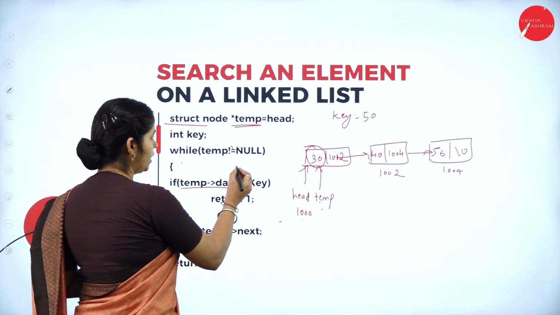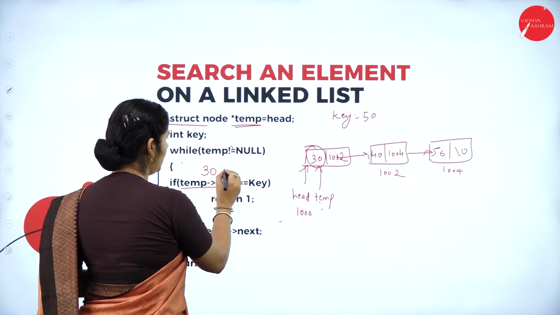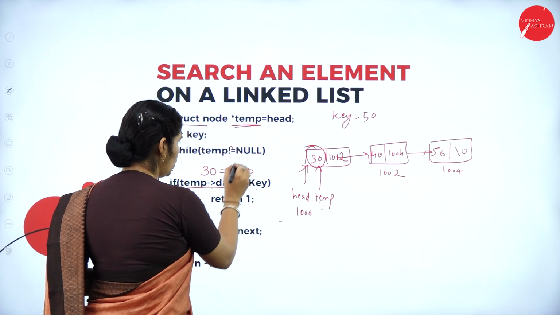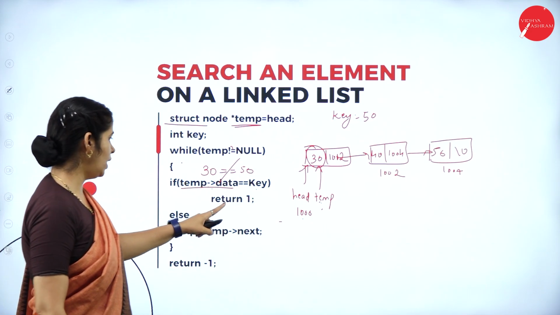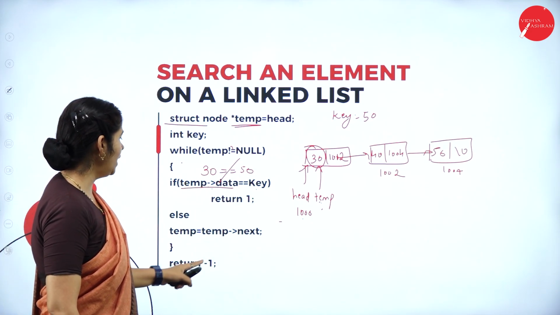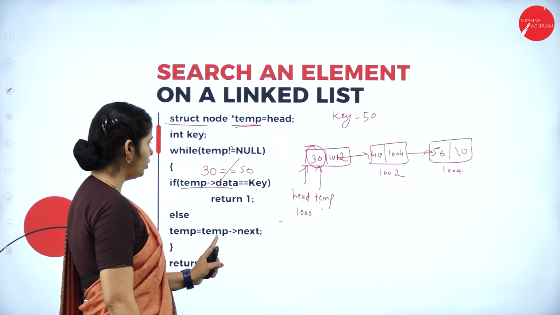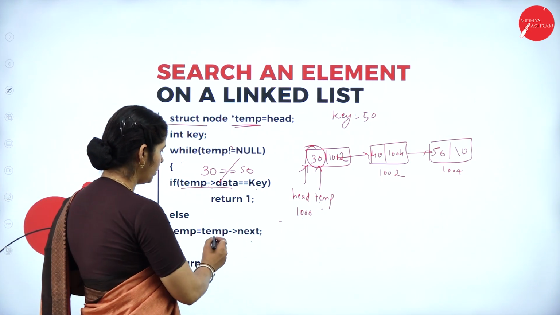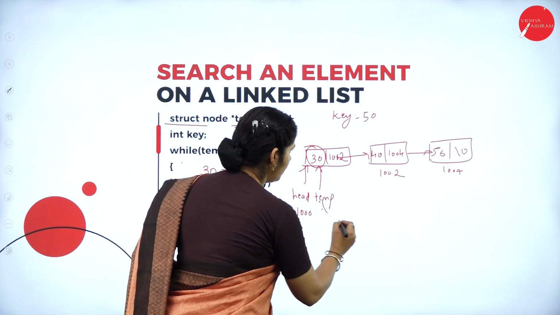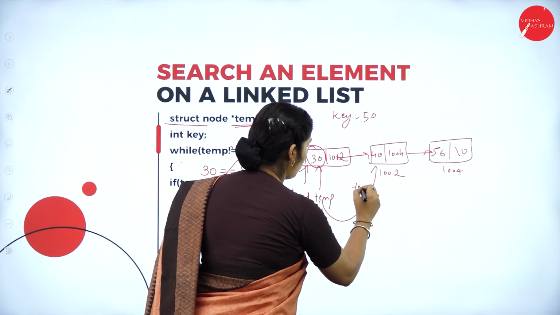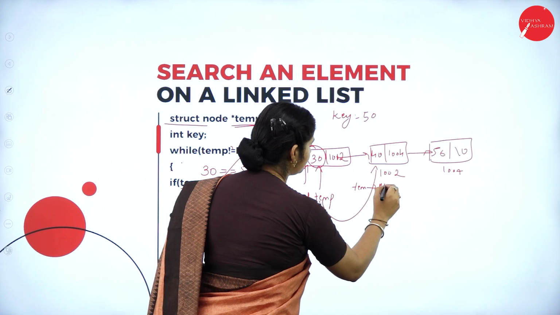Whether temp of data, what is temp of data? 30 is equal to 50? No, condition not true. Then what do we have to do? We have to increment the temp. We have to make the temp pointer point to the next value, temp of next. Now this temp will be pointing to the temp of next.